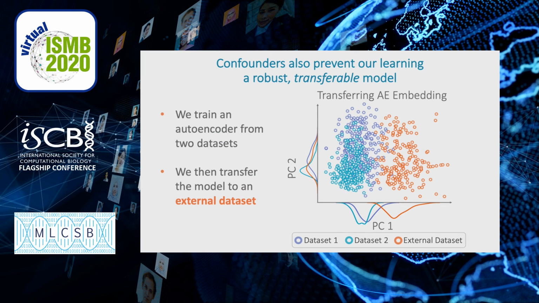But an even more important problem is that confounders can prevent us from learning robust transferable models. By a transferable model, we mean that if you learn a signal from an expression dataset, such as a disease signal, for instance, you would want this signal to be valid for reasonably similar datasets. So to simulate this problem, we simply trained our autoencoder on two datasets and then transferred to an external dataset unseen by the model. And this principal component plot clearly shows that the external samples are separated from the training samples, showing how, when you have confounders, it is difficult to learn transferable models.